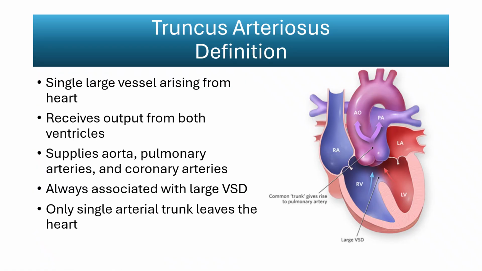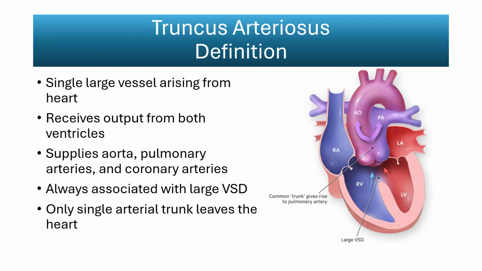Truncus arteriosus is defined by a single large arterial trunk arising from the heart that supplies the systemic, pulmonary, and coronary circulations. Instead of separate outflow tracts, both ventricles empty into this common vessel. A large ventricular septal defect is always present, creating a direct mixing site at the ventricular level. The result is that oxygenated and deoxygenated blood combine before leaving the heart, and distribution depends on relative resistances in the systemic and pulmonary circuits. The truncal root gives rise to the aorta, pulmonary arteries, and coronary arteries, so one channel carries the full burden of cardiac output.